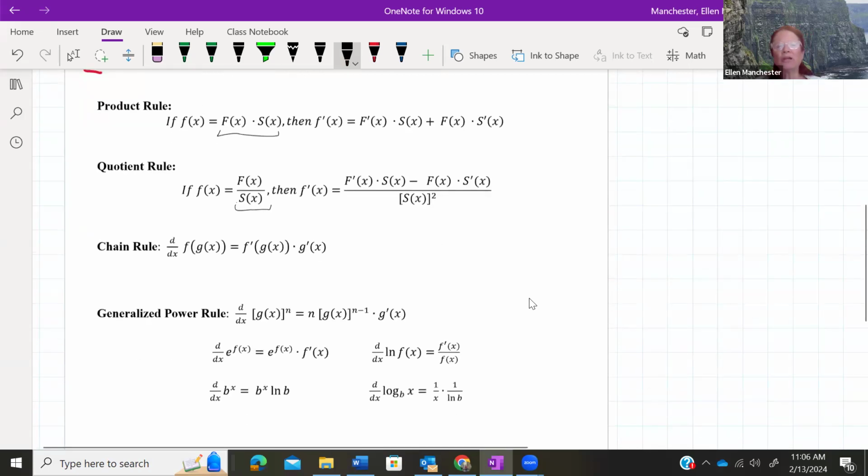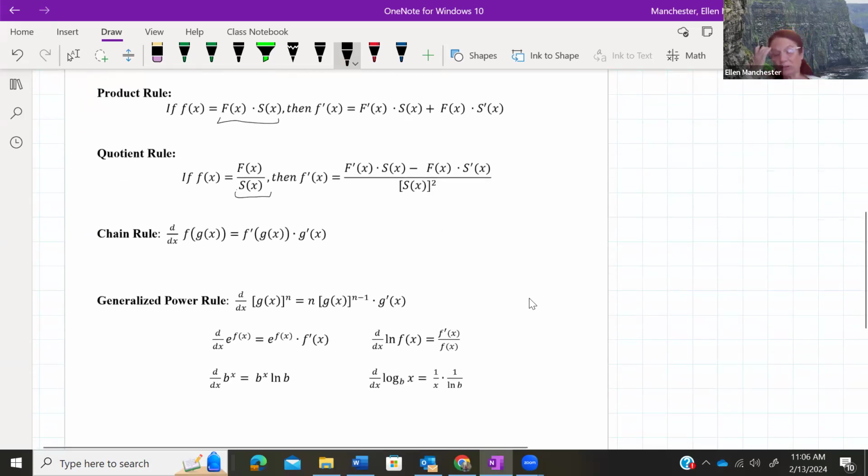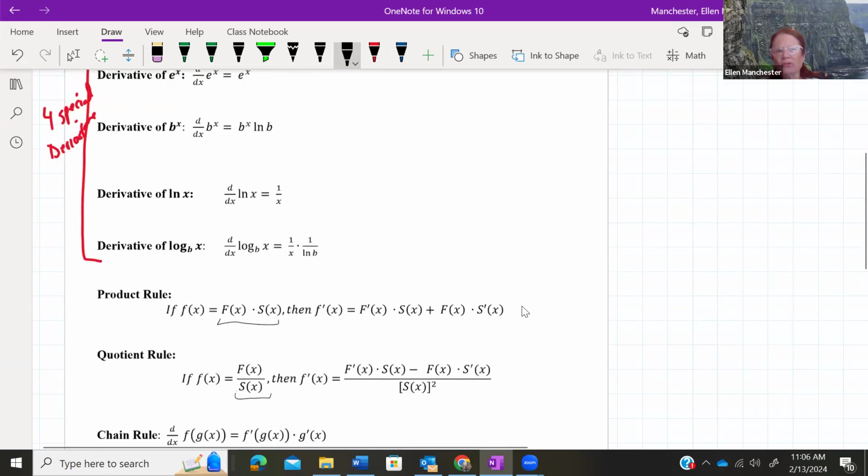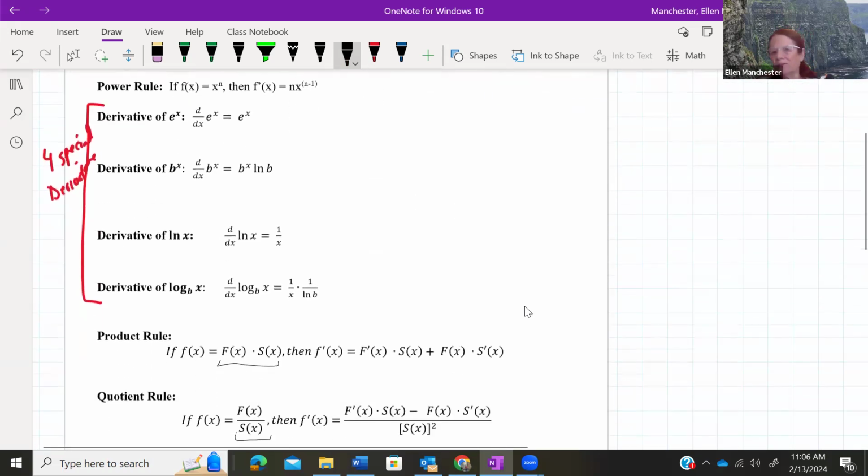Then we'll get into the chain rule and the generalized power rule, which kind of goes with those four special derivatives. So these are all the special tools that we're going to be able to use by the end of chapter 10.